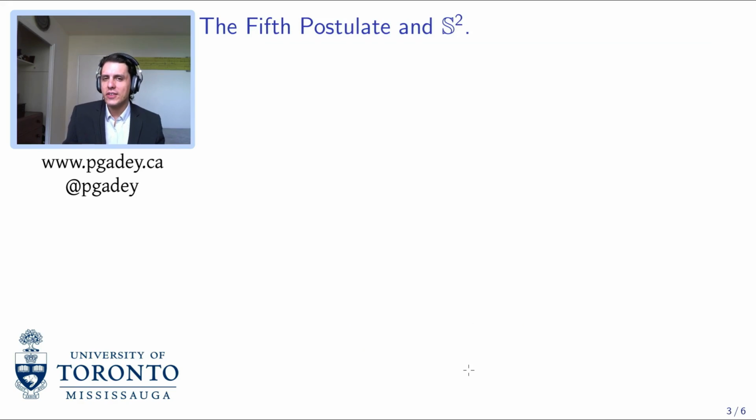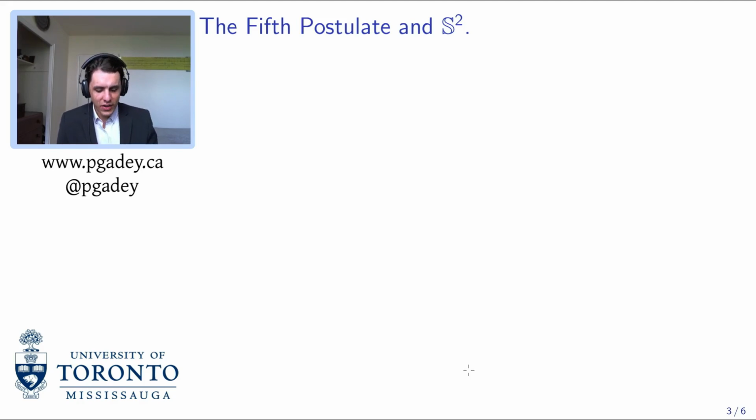Now, I want to look at Euclid's fifth postulate and how it relates to the sphere. So the fifth postulate says that given a line and a point not on that line, there is a unique parallel to the given line passing through the given point. Okay, so this sort of characterizes geometry in the plane, and I want to point out something strange that happens when we look at the sphere.